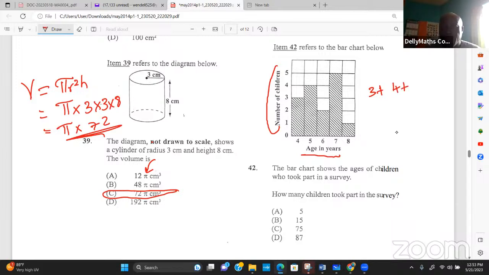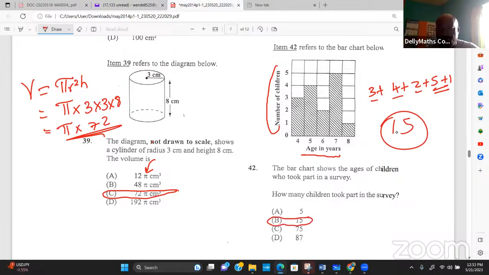6-year-olds, I have 2. 7-year-olds, I have 5. 8-year-olds, I have 1. So I want you to interpret. This is their age, and then the number of them at that age. So we need to add these numbers up. 3 plus 4 is 7, plus 2 is 9. All right, and 9 and 6 will give me 15. So there it is. We have 15 of them. So the answer right there is 15.